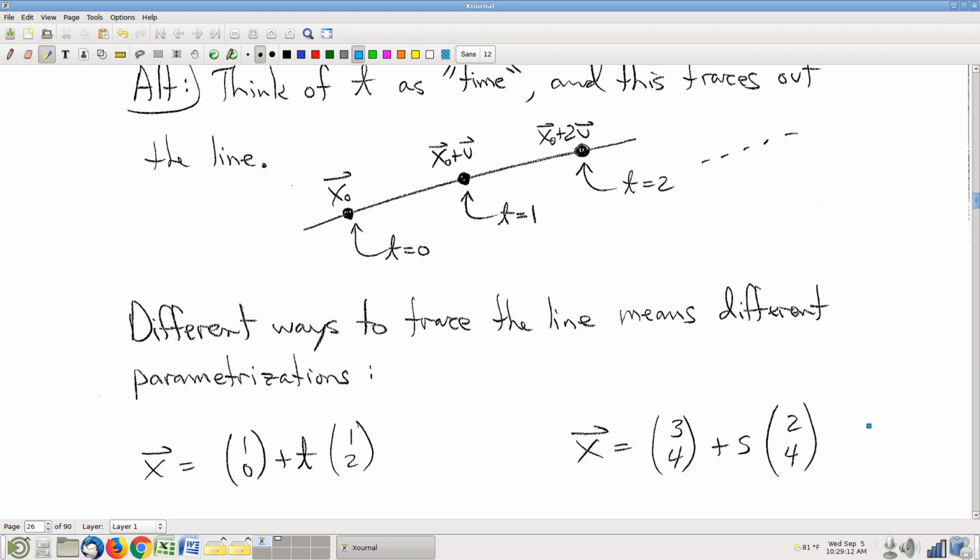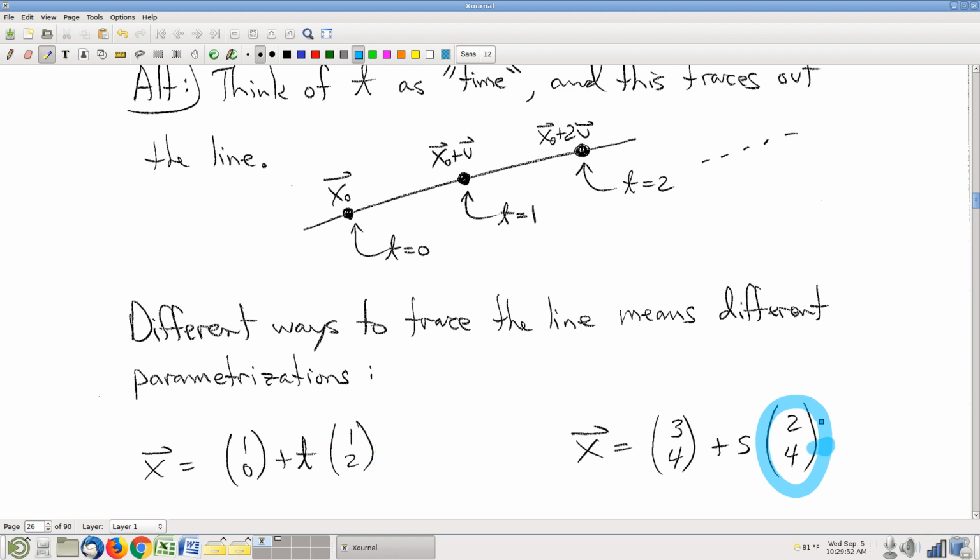Now, let me try to persuade you that these parameterize the same line. First of all, notice that this is one of those points. Plug in t equals 2. You get that point. So right away, you know that these two lines at least intersect. And further, notice that these two vectors point in the same direction. They're parallel. These two lines intersect and are parallel. What does that mean? They're the same line.